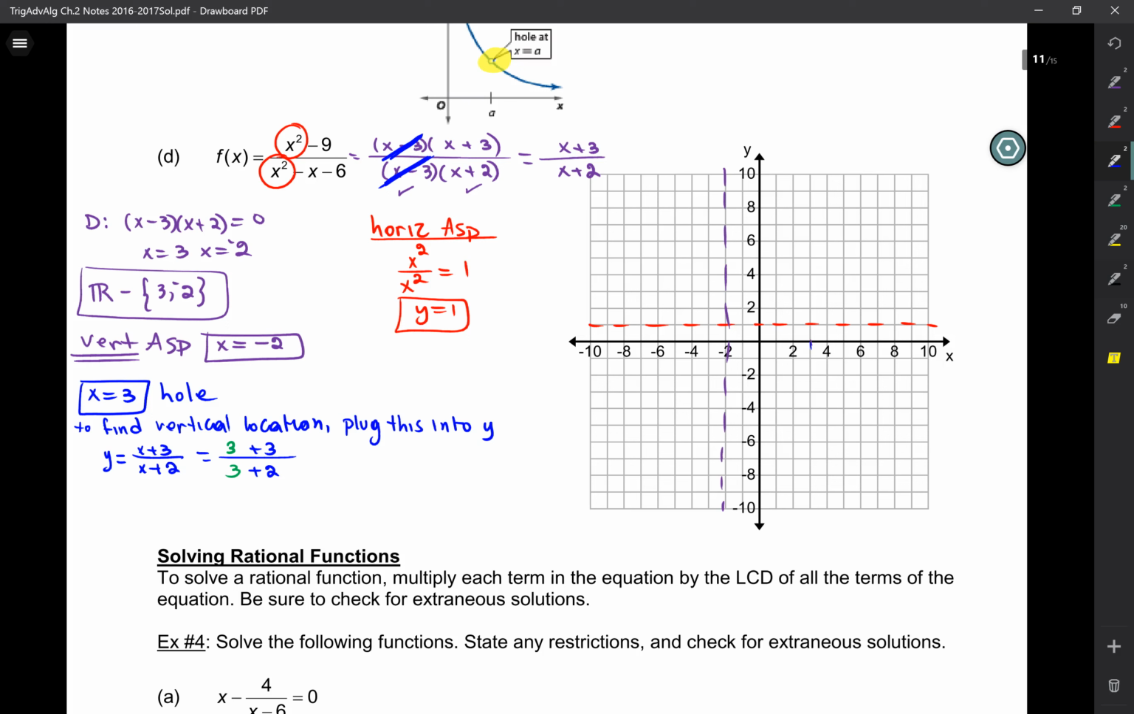I now want to plug it in here to see where exactly that hole is going to be. So it's going to be 6 over 5, which is like 1 point something. Notice how I'm not exactly NASA precise with this. I don't have to be. So at x equals 3, at 1 point something, there is a tiny little hole in the graph.